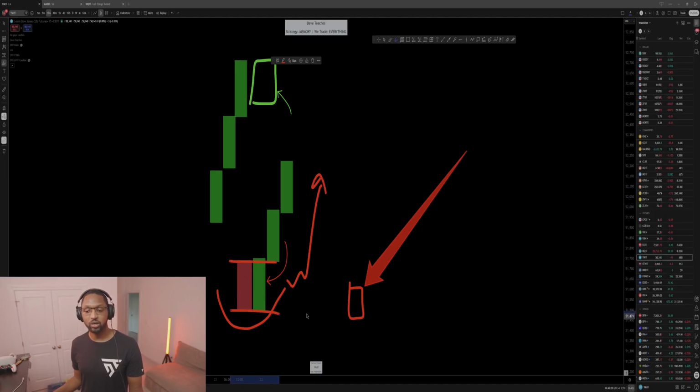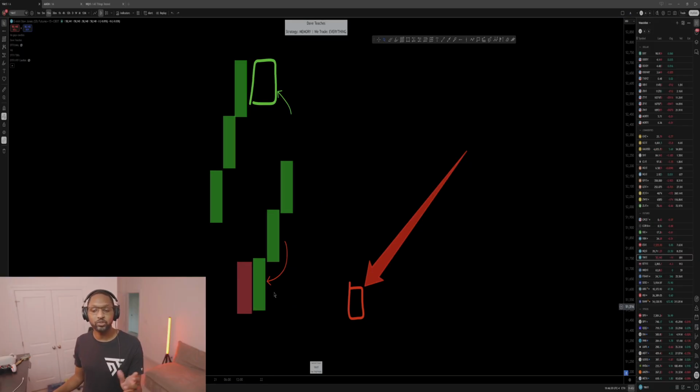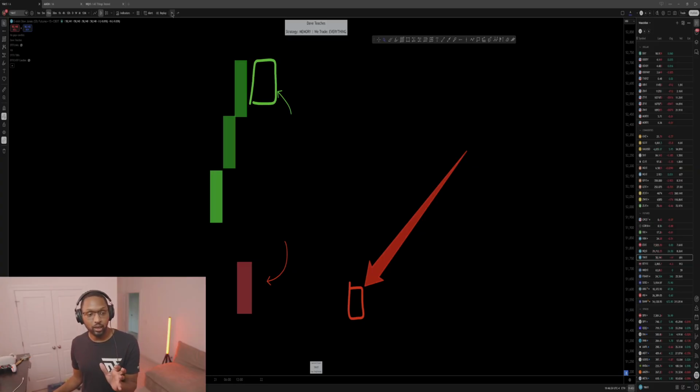Some people like to call it the demand zone. Some people like to call it the order block, the OB, whatever it is you want to call it, doesn't matter, right? It's the R box, right? That's what we consider it, the R box. That's the only context that we are giving that single down candle.